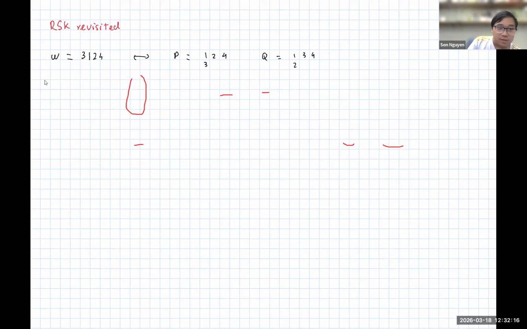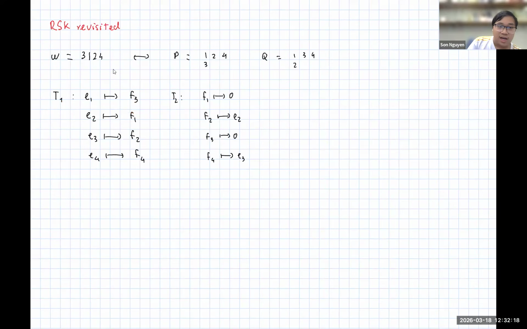This is my permutation. And so this is telling me that my T1 will send E1 to F3, E2 to F1, E3 to F2, E4 to F4. And I want to take the generic T2 going in the other direction so that they are nilpotent on both, and the product is nilpotent. So the generic one would be sending F1 to 0, F2 to E2, F3 to 0, and F4 to E4.